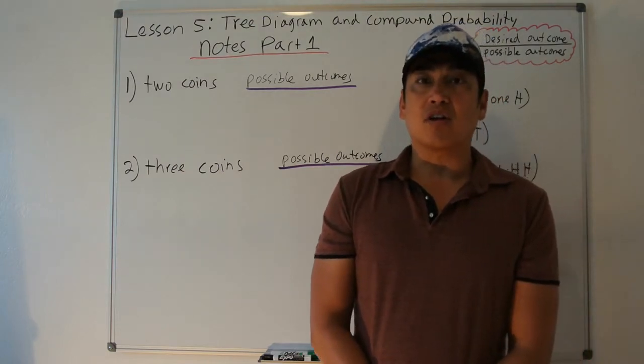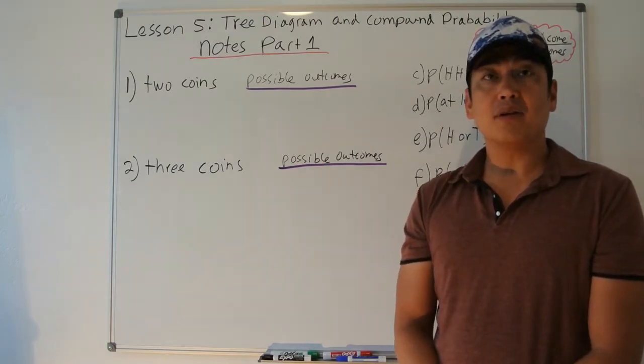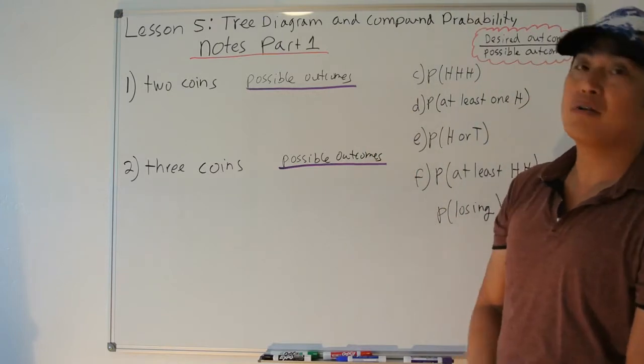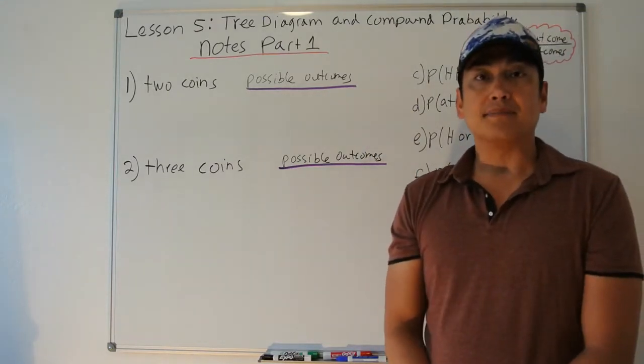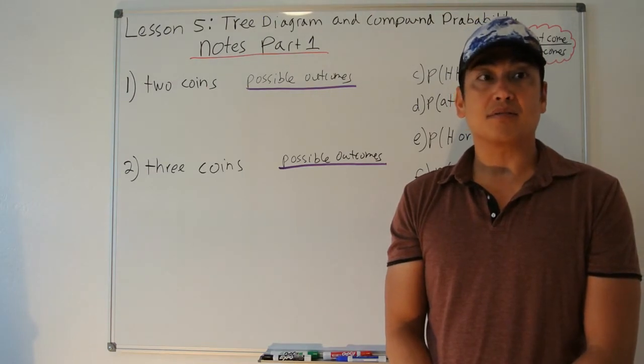We are going to start off with lesson 5 today regarding tree diagrams. You're going to learn how to do a tree diagram to find compound probability, something that's different from our last lesson, which was an area model.